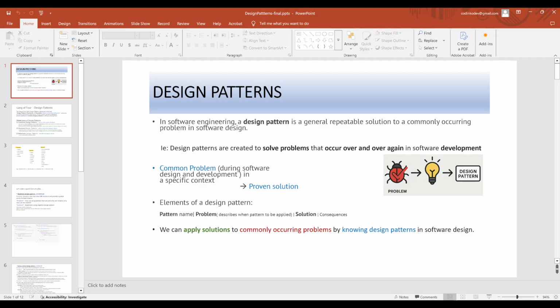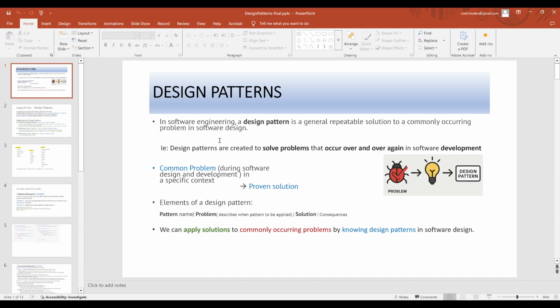So, design patterns. In software engineering, a design pattern is a general repeatable solution to a commonly occurring problem in software design. This particular statement is extremely important. I would suggest you read it multiple times and register it in your heart. So what does it say?